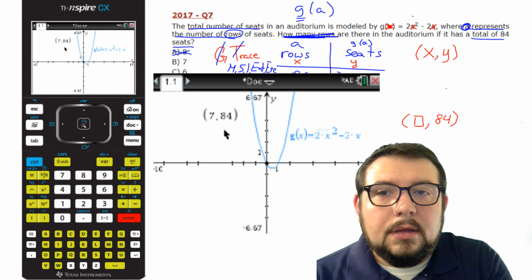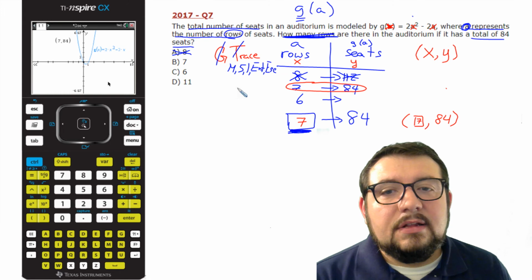If you look at your choices, you can see that in our notes we said, hey, I need a number that produces the number 84. And guess what? Number 7 produced the number 84. So that means that this is a good match. When I plugged it in, 7 produced 84. So guess what? 7 is the correct answer. And that's it. That's how you solve this problem.